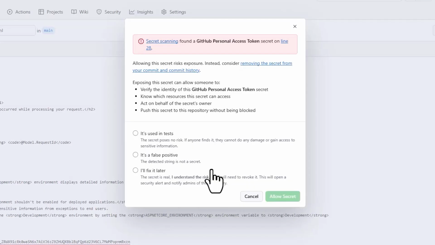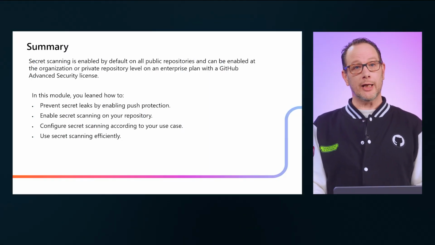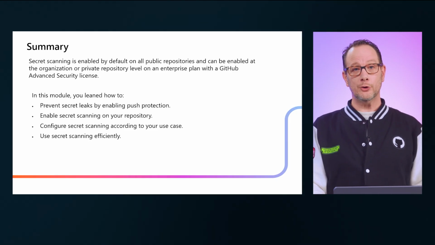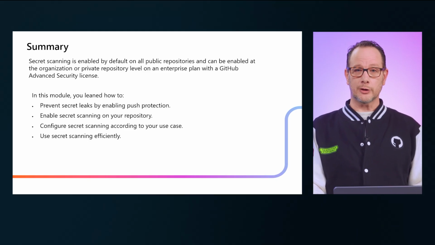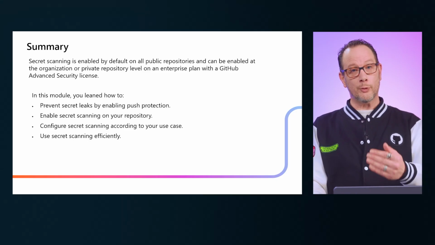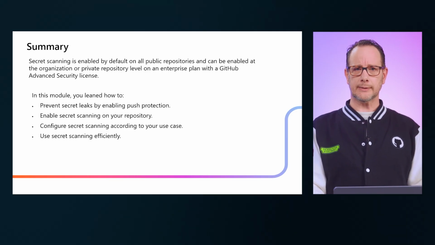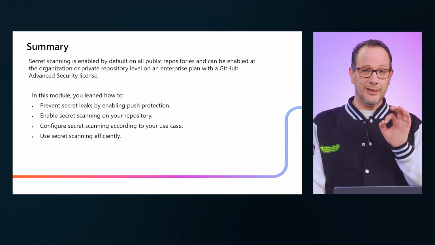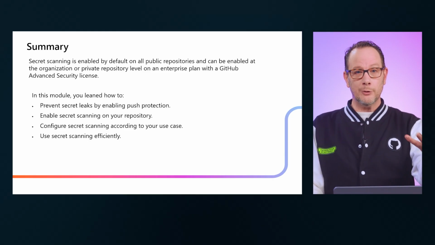So with that, I'm going to wrap it up here and switch back to the last couple of things in our secret scanning module. The goal of this module was to help you understand how secret scanning works so you can configure and use it efficiently in your project. Remember, the feature is enabled by default on all public repositories and can be enabled at the organization or private repository level on an enterprise plan with that GitHub Advanced Security license. Also remember the nifty little extra setting for push protection, guaranteeing your secrets aren't even getting pushed into the repo in the first place.